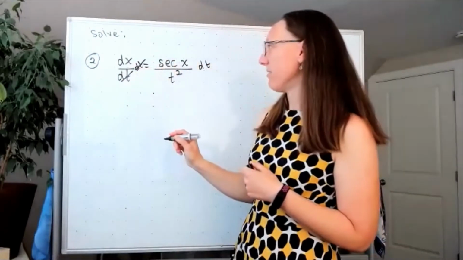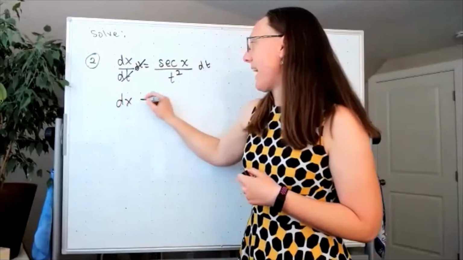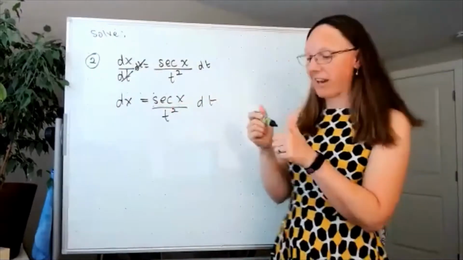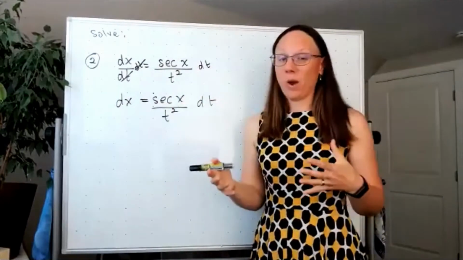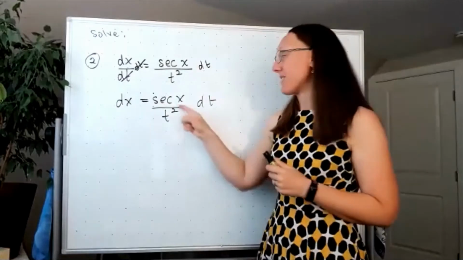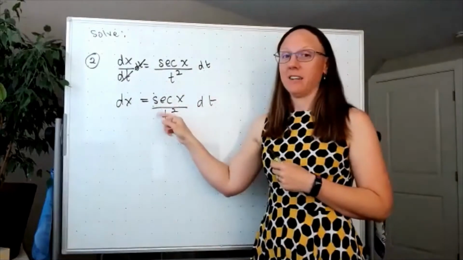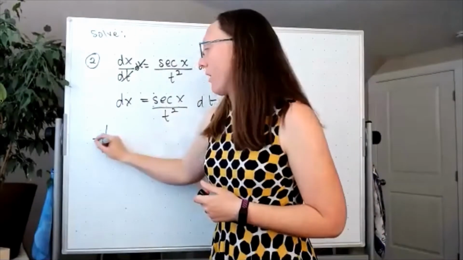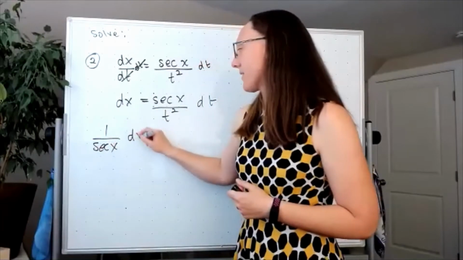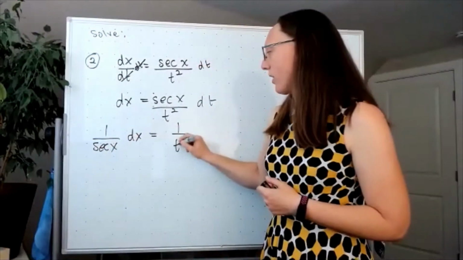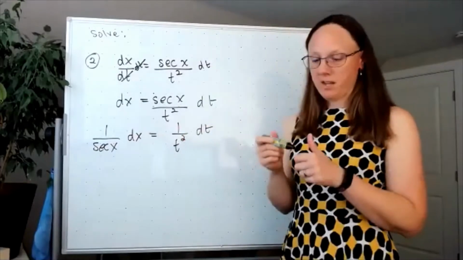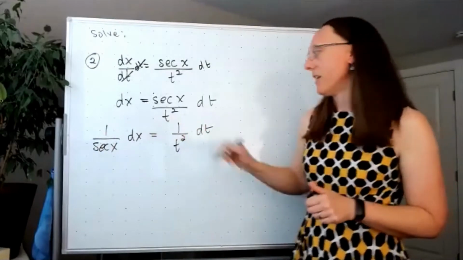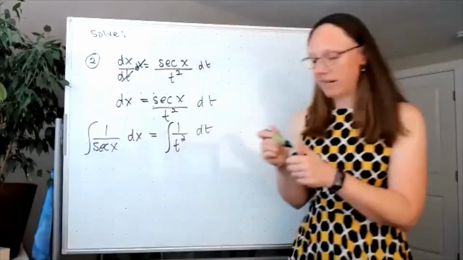So they cancel out over here. So now I've got dx is equal to secant of x divided by t squared dt. And then I look at that and I say, wait, I can't quite do my integration yet because I've still got x's over here on the right-hand side. So I'm going to divide both sides by secant of x. So I'll have 1 over secant of x dx is equal to 1 over t squared dt. Now I've separated my variables, I've got all the x's on one side, all the t's on the other, and I'm ready to integrate.